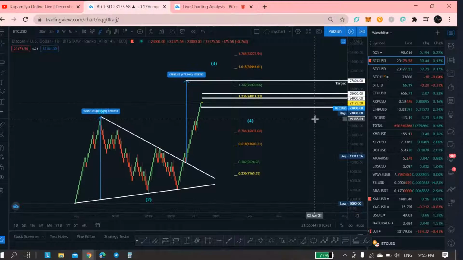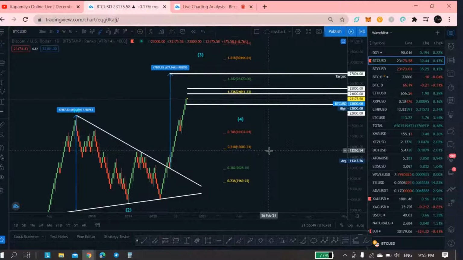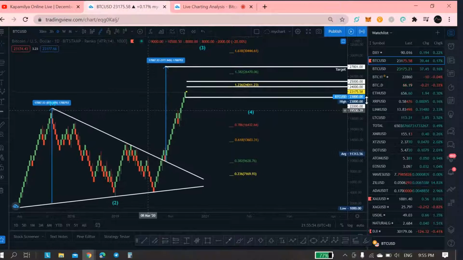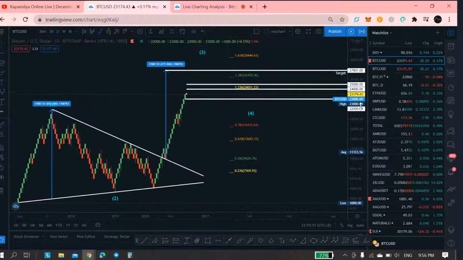On the short term, currently I'm expecting 24,000 as the possible next target. That's target 1, and possibly the 25,000 area. Immediate support is at 23,000. A breakdown of that 23,000 could possibly retest the 22,000 area. The Renko chart height is $1,000.